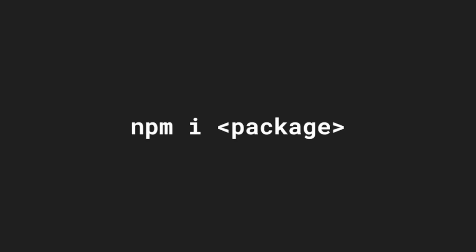Now that you've installed NVM, how do you set up a project? First, create your project directory, then set it as your working directory, and then run this simple command to create a package.json file that sets up your project. You can also install dependencies with npm i and the package name.